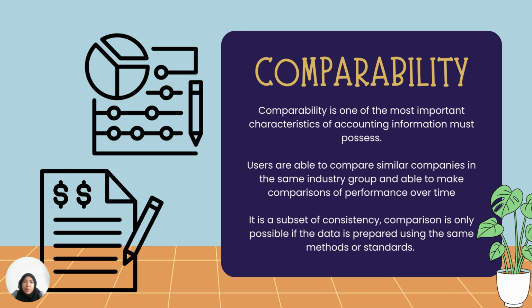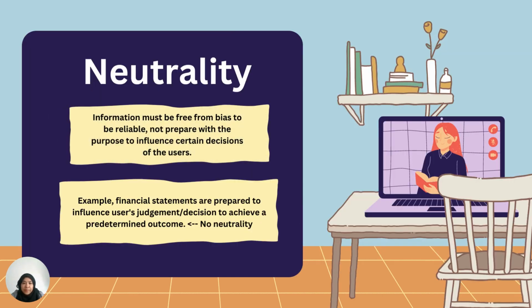And comparability also is a subset of consistency, as I said earlier. Okay, it's consistent methods and application of standards. So comparison can be made. Okay, it's only possible if the data is prepared using the same methods or standards. All right. So next, what is neutrality?